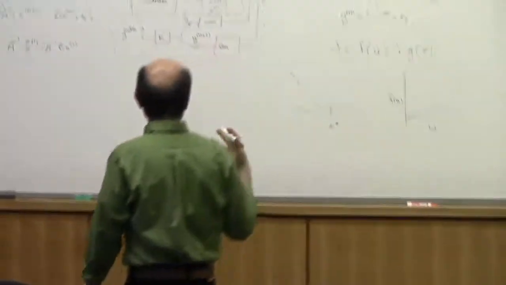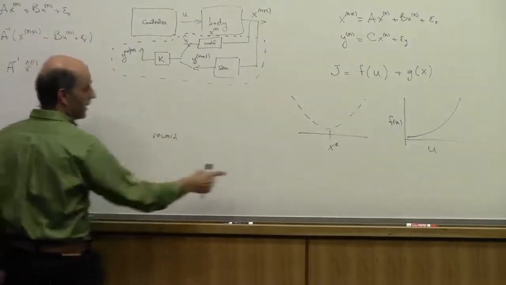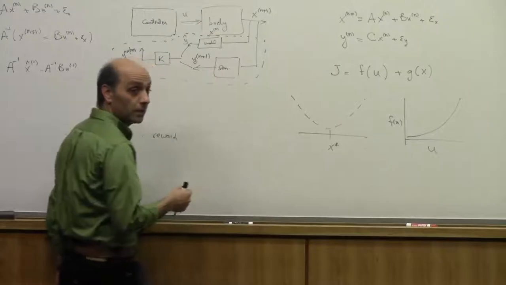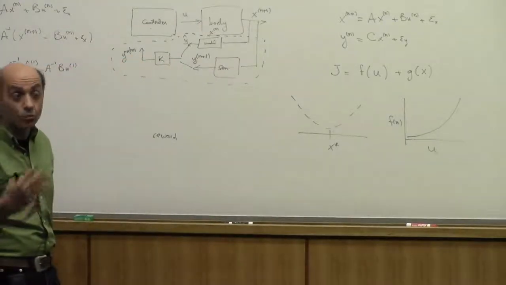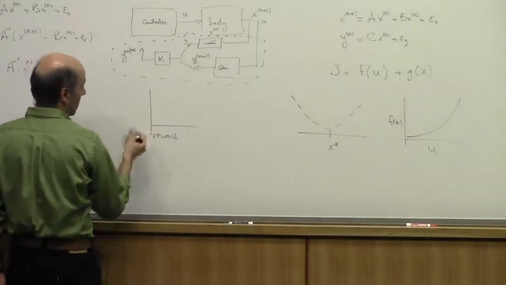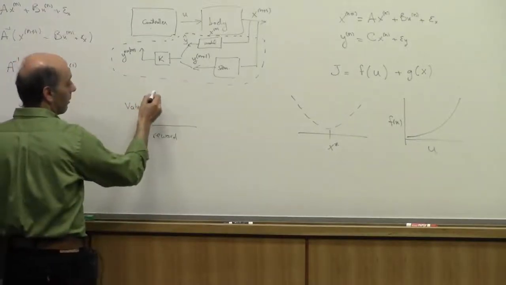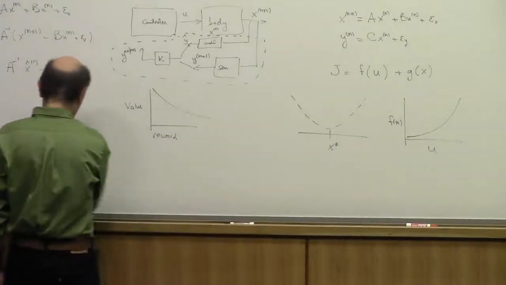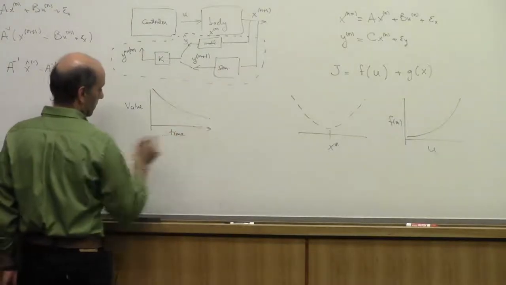So the reward, the thing that I'm trying to get to, this state is going to have value. And this value isn't constant. It depends on when you get it. So reward has some value, and the value is higher now than it is later. So this is time. Value.